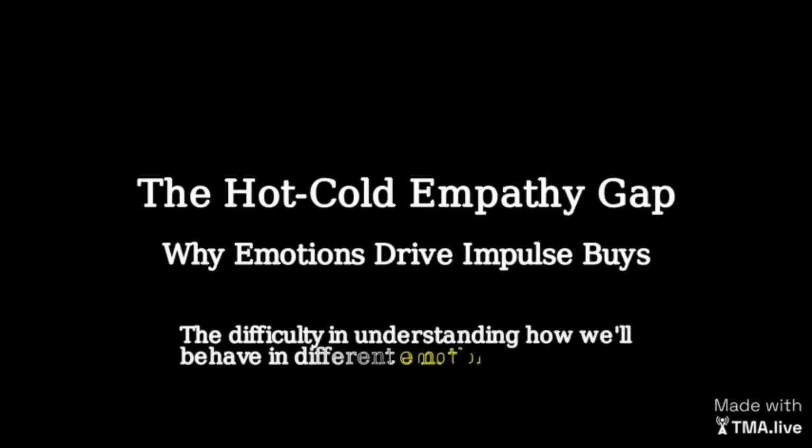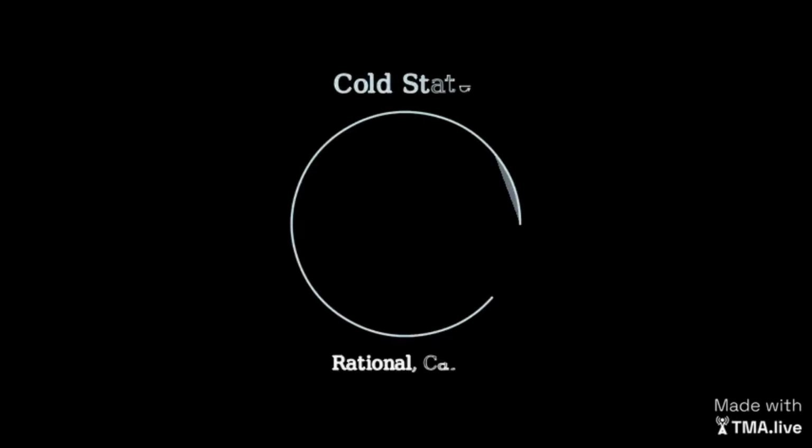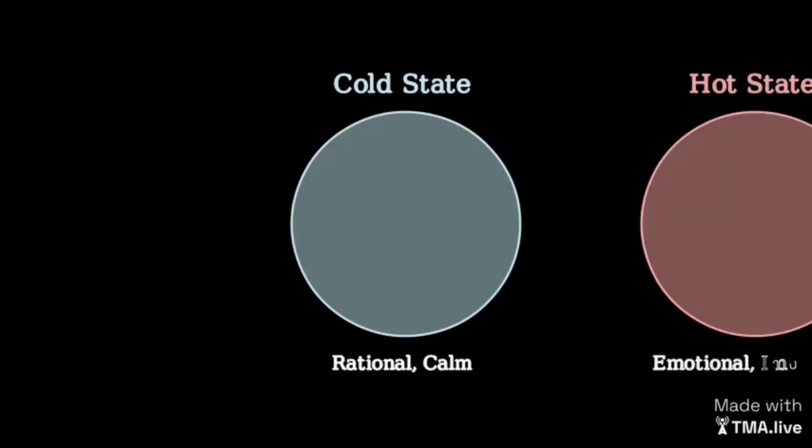The hot-cold empathy gap describes our difficulty in understanding how we'll behave in different emotional states. This gap plays a significant role in why we make impulsive purchases. The cold state is when we're rational and calm, often planning ahead. The hot state, on the other hand, is when emotions take over, leading to impulsive decisions.